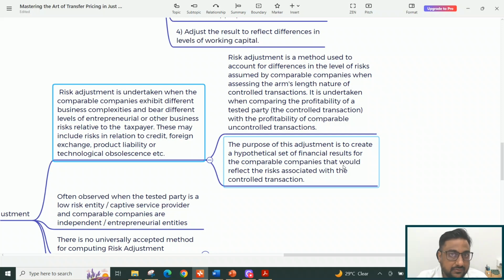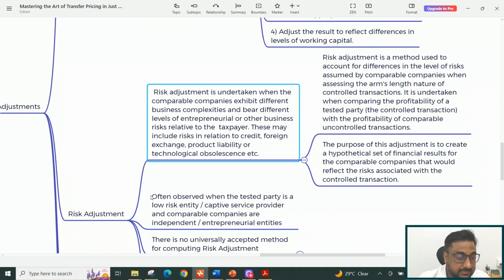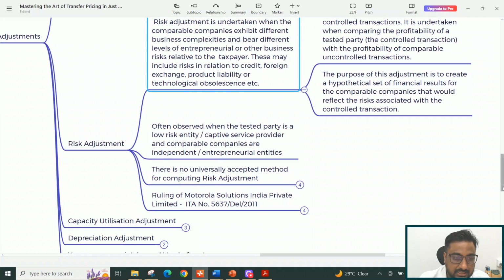I have tried to explain this through an example because there is no method similar to the working capital adjustment. OECD has prescribed that method and formula and all those things, but there is no particular prescription under OECD for this risk adjustment. It has often been observed that when the tested party is a low risk entity or captive service provider and the comparable companies are independent, these risk adjustments have been taken. If you go through the rulings, you will observe that this risk adjustment has been undertaken where a tested party is a captive service provider and the comparable companies are entrepreneurial entities.